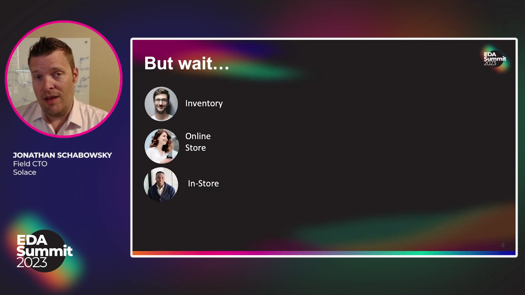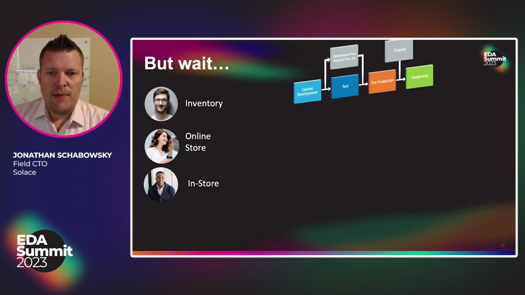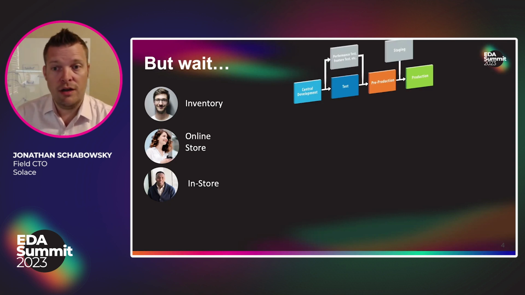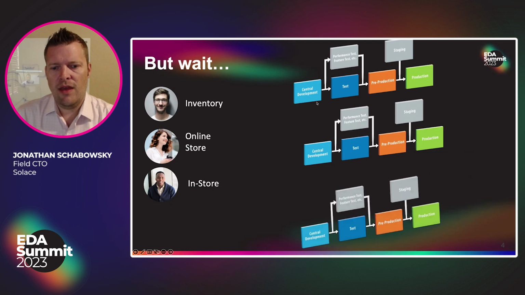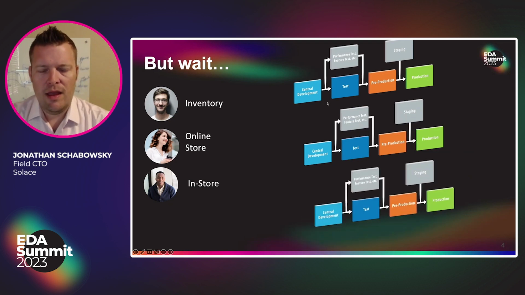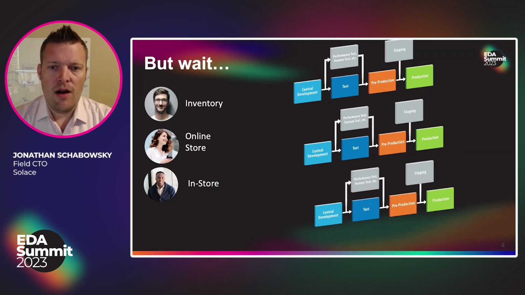But wait, it even gets worse. We have this pesky thing called the software development lifecycle. We move things from development to test and performance testing to pre-production, ultimately staging, and finally, to the relief of the application teams in most cases, to production. The inventory team is doing that, and so is the online store team and the in-store team. In fact, typically, most of these different environments have different Kafka clusters with different technologies and with limited data sharing between them.